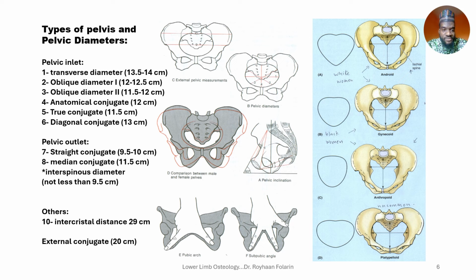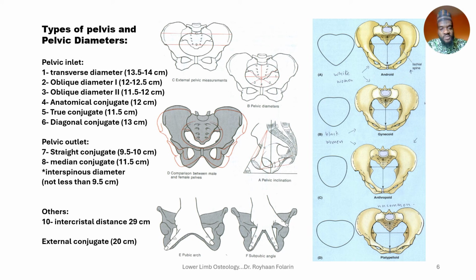And lastly, we have the diagonal conjugate, which usually measures around 13 centimeters. This is labeled 6 here. It runs also from the sacral promontory, but rather than ending on the superior pubic symphysis, it extends from that promontory down to the lower border of the pubic symphysis, and it's clinically measurable. So that makes it diagonal as a conjugate. So these are the diameters for the pelvic inlet.